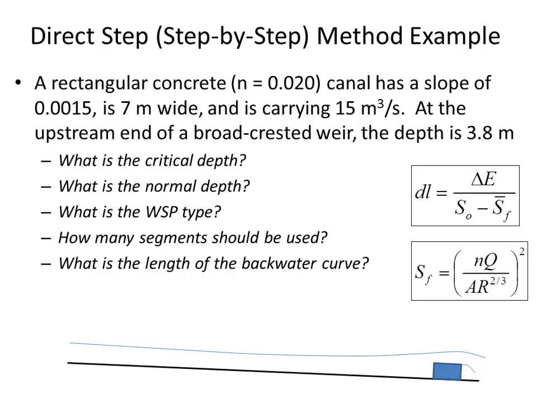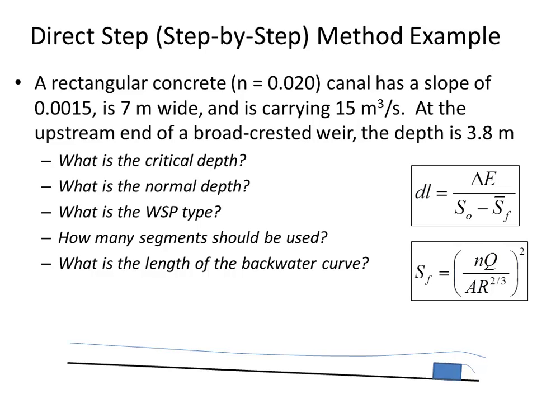All right, we've got 15 cubic meters per second. The n value is 0.020. The channel area is 7 times the normal depth to the 5/3 power. And then the wetted perimeter is 2 times the normal depth plus 7, which is the channel width, to the 2/3 power. And the slope is 0.0015 to the 1/2 power.